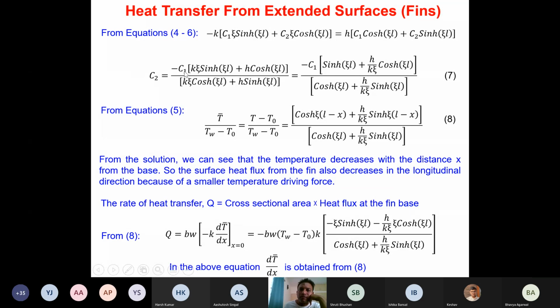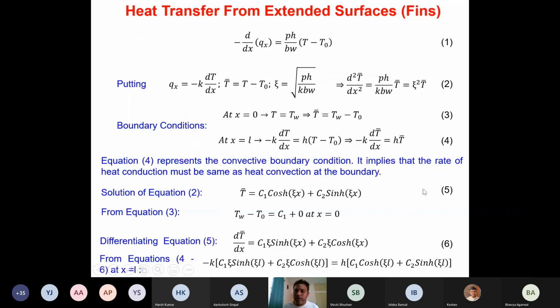minus c1 times k zeta sine hyperbolic zeta L plus h cos hyperbolic zeta L, divided by k zeta cos hyperbolic zeta L plus h sine hyperbolic zeta L. And if we rearrange everything, what we get is minus c1 times sine hyperbolic zeta L plus h by k zeta cos hyperbolic zeta L, divided by cos hyperbolic zeta L plus h by k zeta sine hyperbolic zeta L. And this c2 we can put in the original equation 5.